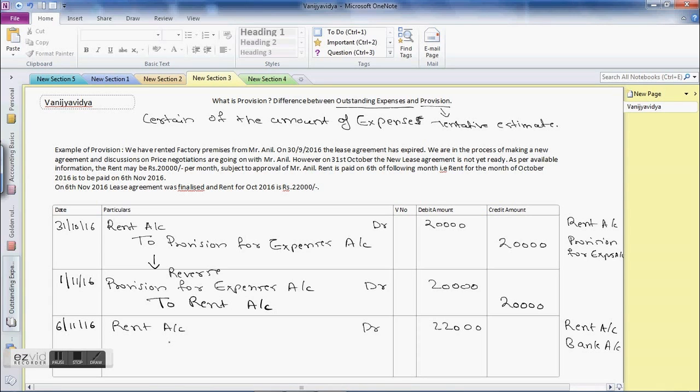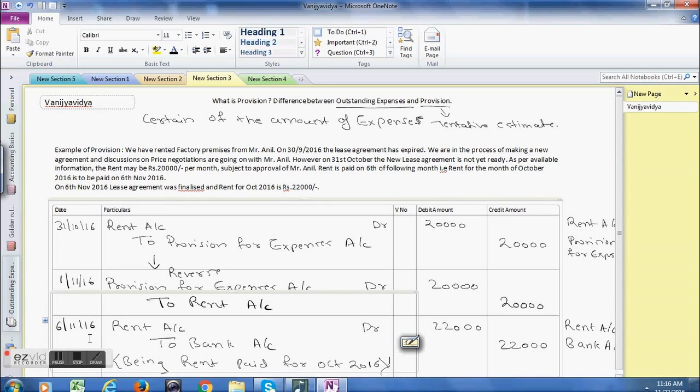Then bank account is a personal account. Debit the receiver, credit the giver. Bank is giving the money, so to bank account, again the amount is 22,000, being rent paid for October 2016. So this is the difference between outstanding expenses and provision for expense. In outstanding expenses, we do not reverse the entry, but in provision for expenses we reverse the entry.